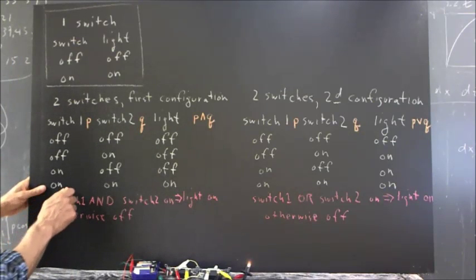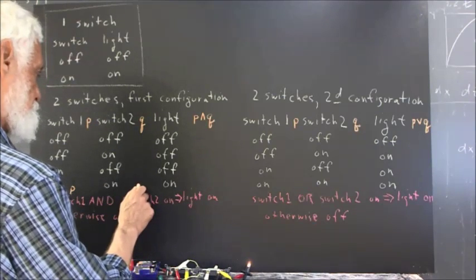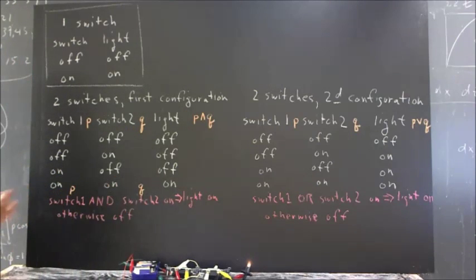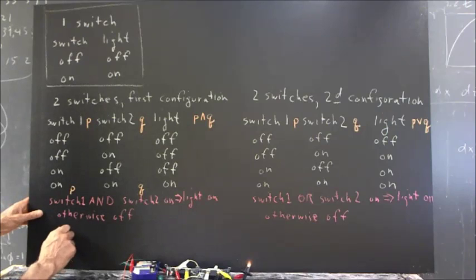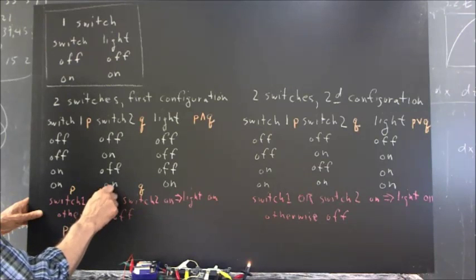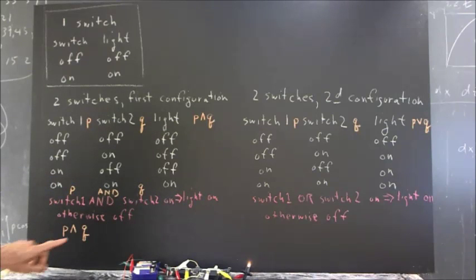Let's just say that switch 1 is P and switch 2 is Q. So we have a P switch, we have a Q switch. Okay? And we have here P and Q then. So what we say then is P and Q implies that the light is on. And we use this caret type symbol to indicate AND.